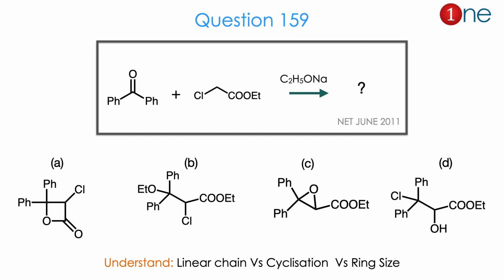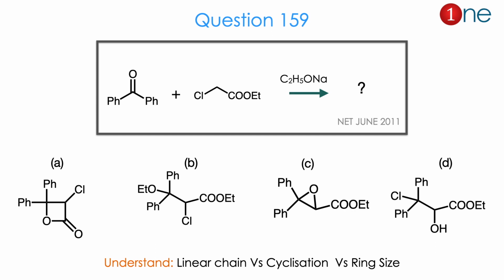Then let us see the next question. The starting material is benzophenone and you have chloroethyl acetate. You are using sodium methoxide. They ask you to find the product. The products can be a 4-member ring, or an open chain with chlorine and ethoxide in one position, or an epoxide ring, or chlorine and OH in the opposite direction. So there are 4 possibilities.